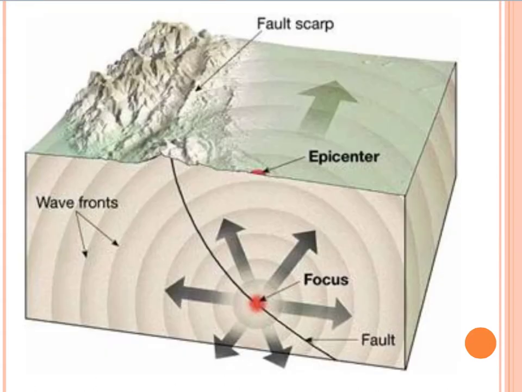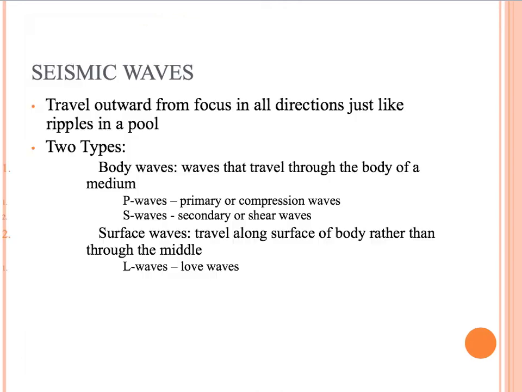All right, here's a picture to show you those three terms. The focus is the point at which the rocks have actually moved, so that's where the earthquake started. The epicenter is the point on the Earth's surface above the focus, above the origination point. Then here you see our seismic waves that radiate out in all directions from the focus. Hey, looks familiar. It's what I just said. They travel out in all directions from the focus, just like if you threw a rock in a pond and it creates ripples in all directions.